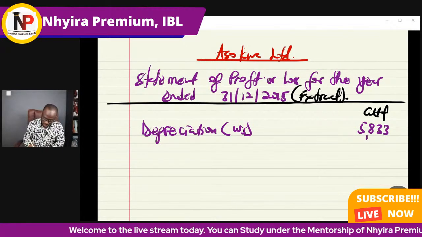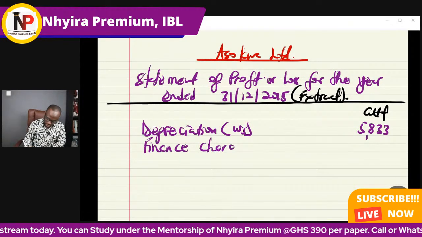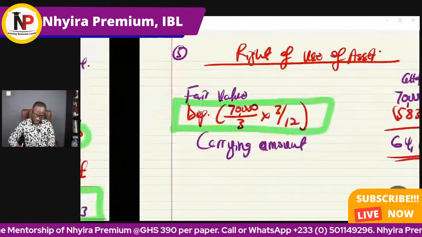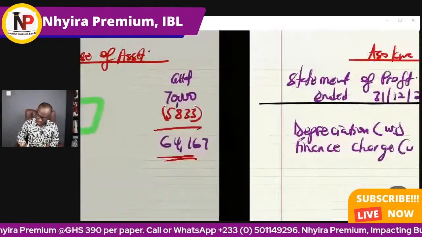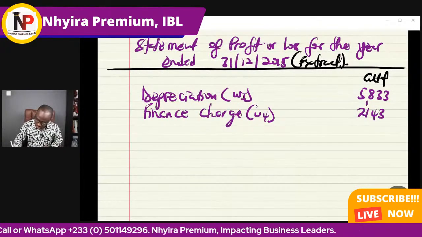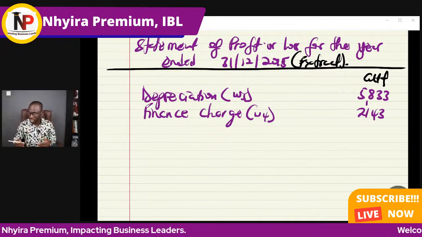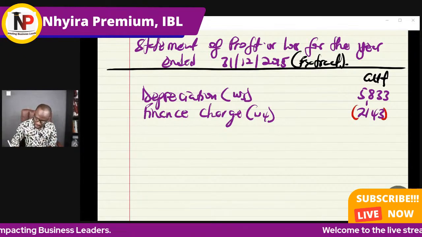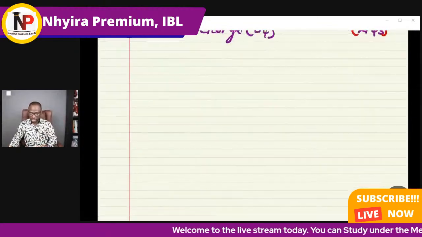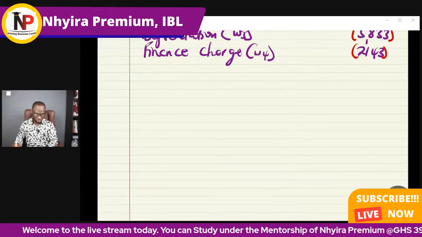Then the finance charge will come in here. We did the workings also for that. That's workings for 2143. So this is an extract. We can leave it like that, or we can decide to put them in brackets, seeing that they are all expenses in that case, or leave them like that. No cause for alarm there. So that's the income statement.